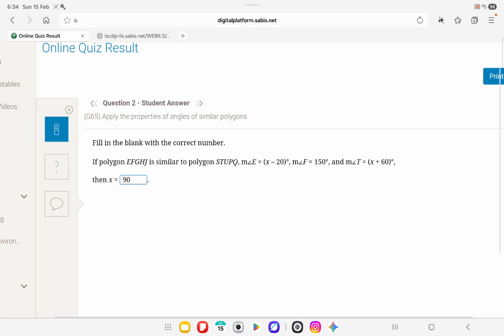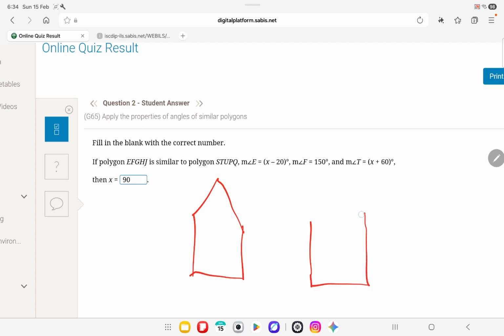Here, it's pretty easy. Just draw a polygon. Here it has 1, 2, 3, 4, 5. It has 5 letters, which means 5 sides. So it's this shape. So we're gonna draw 2 of those.